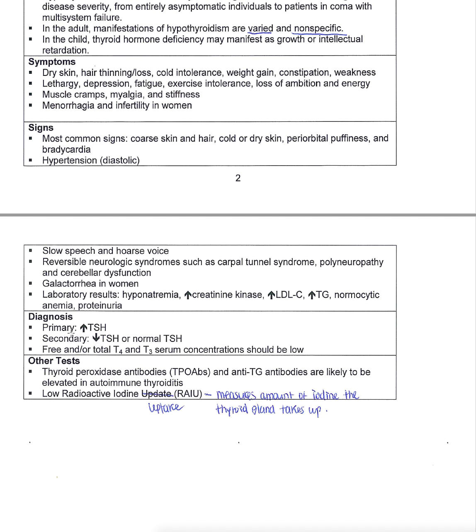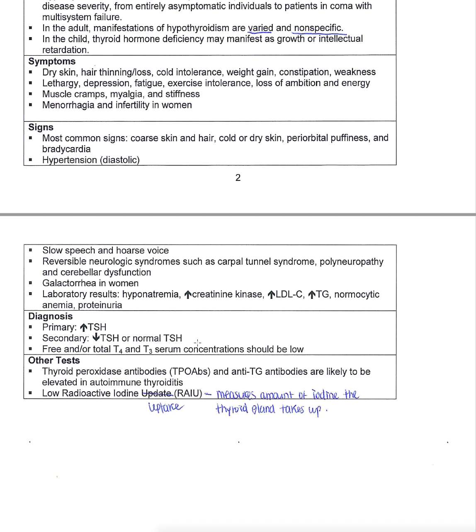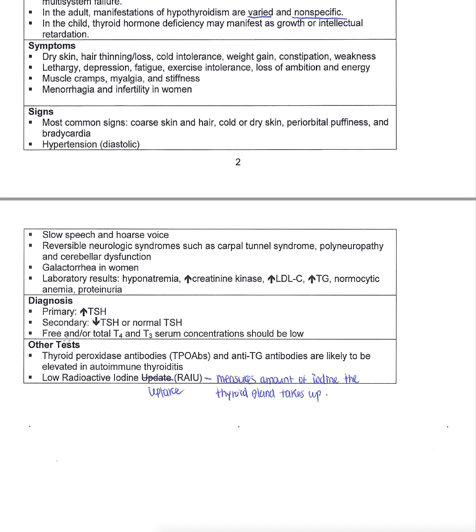So if it's a primary cause, their TSH will be elevated, trying to stimulate their thyroid gland. Again, when it's secondary, they're going to have either decreased TSH or there can be normal TSH. And then with either a primary or secondary cause, free or total T4 and T3 concentrations should be low.